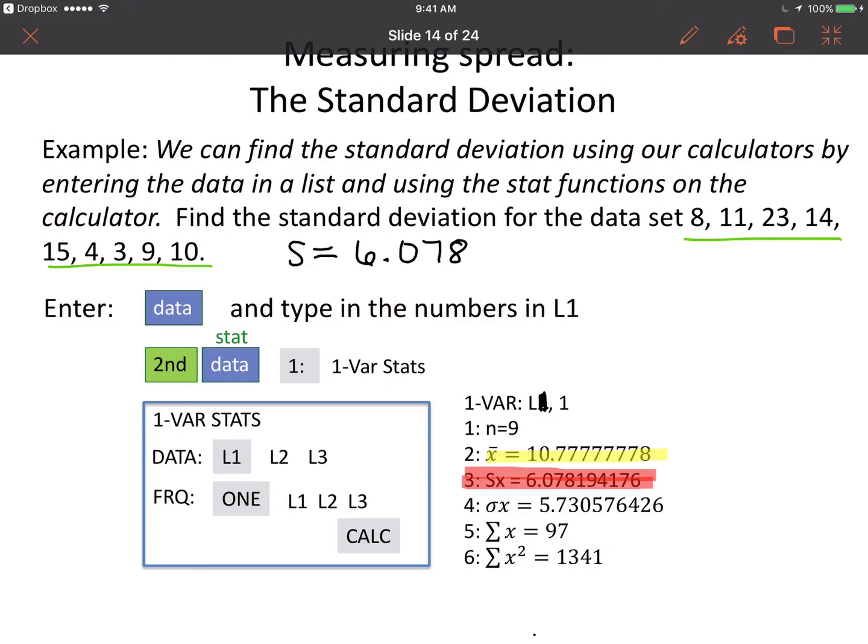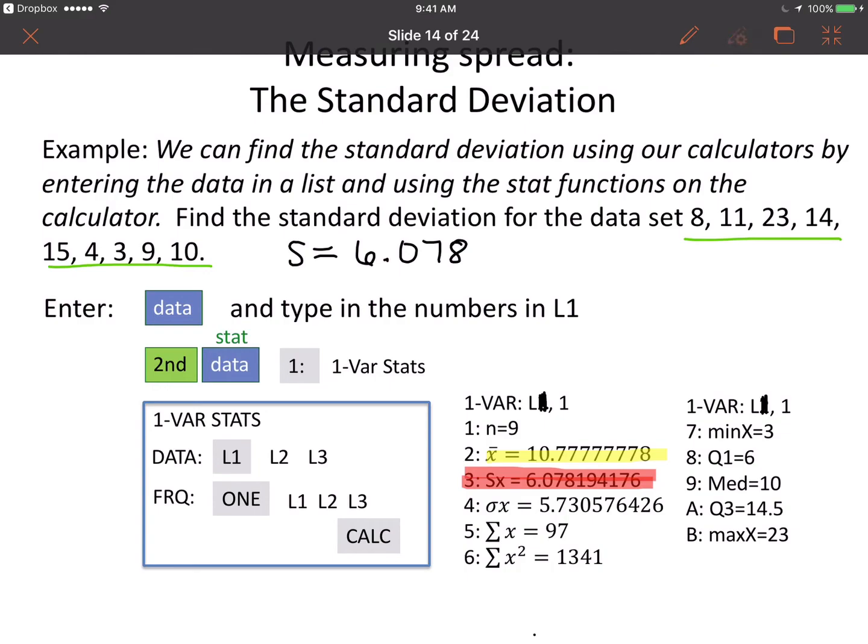Number 5, you can see you've got that sum notation. So the sum of the X, so the sum of the numbers that you entered, is 97. So if you add up those numbers, that should be what you get. And number 6 is the sum of the numbers squared. Again, that should say list 1. If you keep scrolling down, number 7 gives you the min value. So min of the X was 3. Number 8 is Q1. Number 9 is the median. A is Q3. And B is the max.